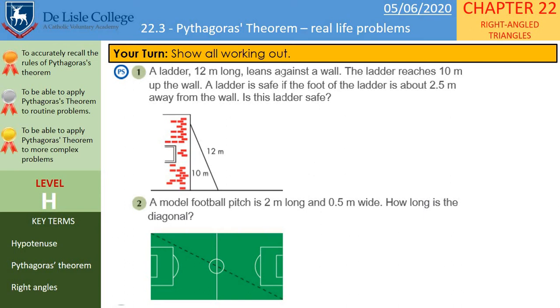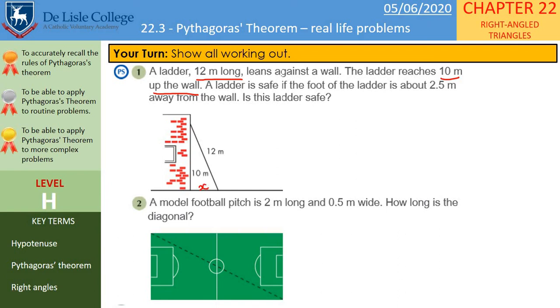Right, okay, good. So the first one, we've got a ladder 12 metres long, really important. Leans against a wall. The ladder reaches 10 metres up the wall. That's the height. A ladder is safe if the foot of the ladder is about 2.5 metres away from the wall. Is it safe? So what we're being told is, if this is at least or around about 2.5 metres away from there to there, that means the ladder's safe, and we're checking if it is, okay?